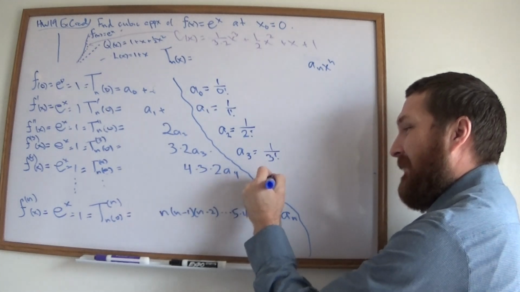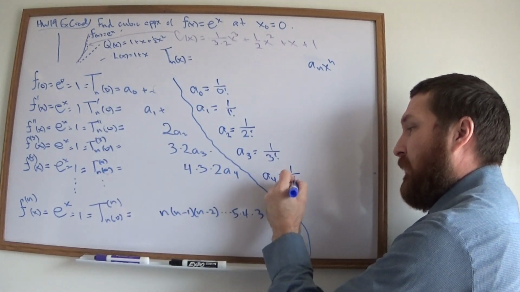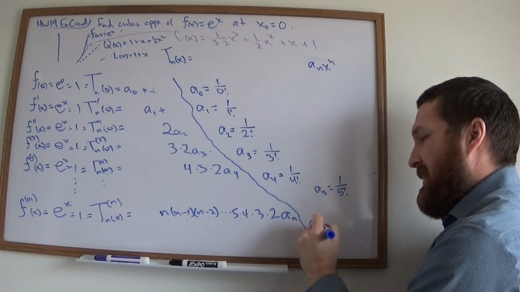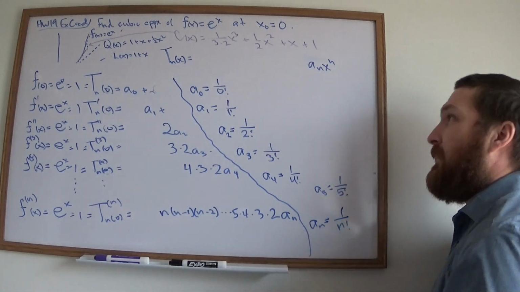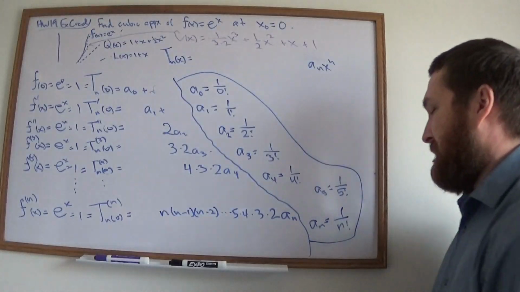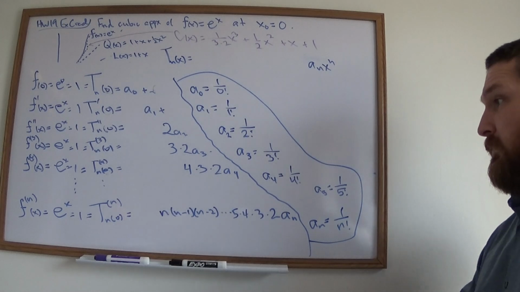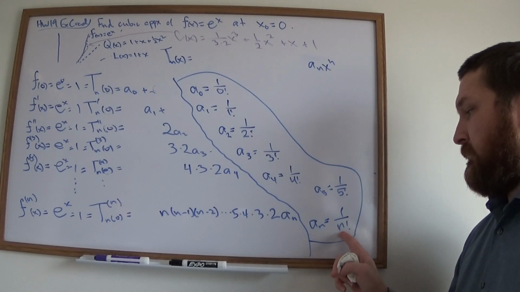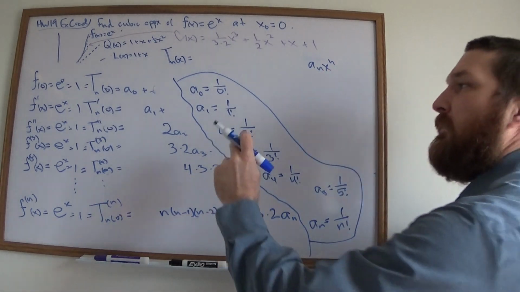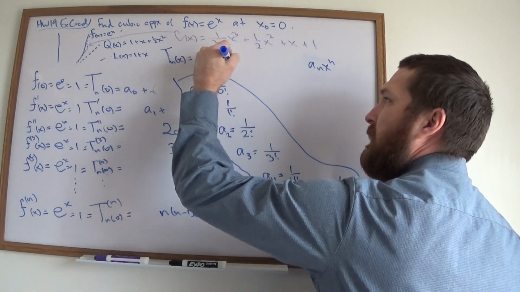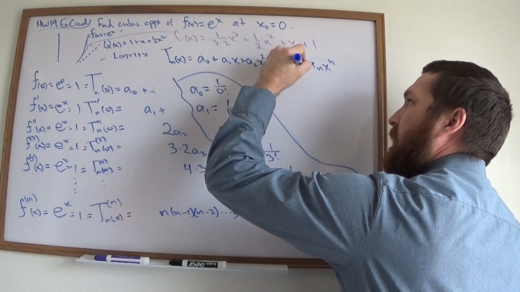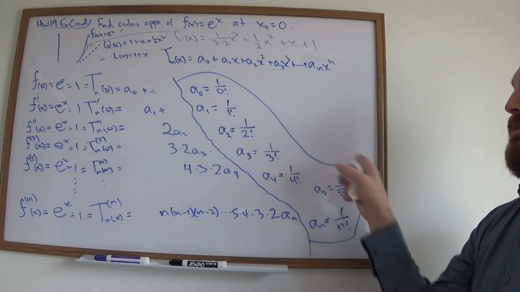Yes. So what's a4? 1 over 4 factorial. What's a5? 1 over 5 factorial. What's an? 1 over n factorial. Holy moly. Because an is 1 over n factorial. Well, wait a second. Now we just need to replace these, because remember what this is: a1x, a2x squared, a3x cubed, plus all the way up to here. Now we're just replacing these.